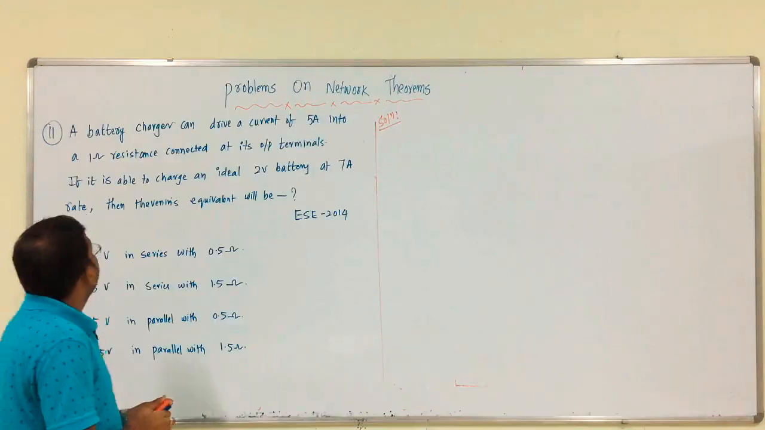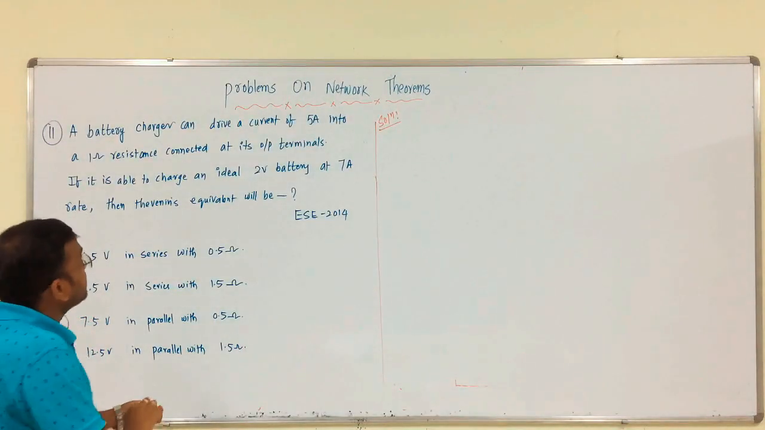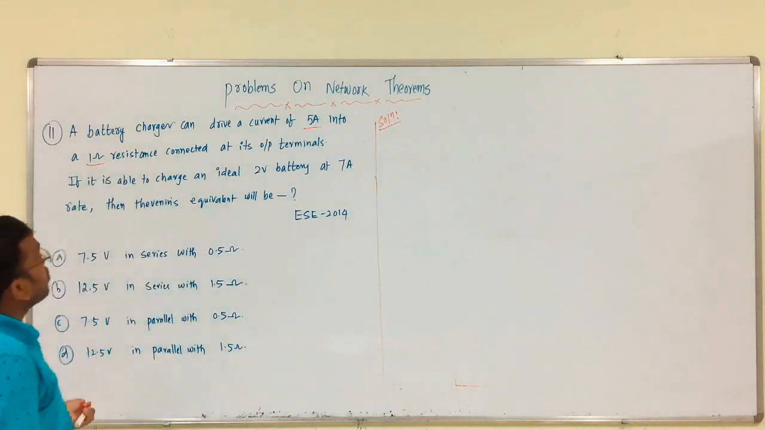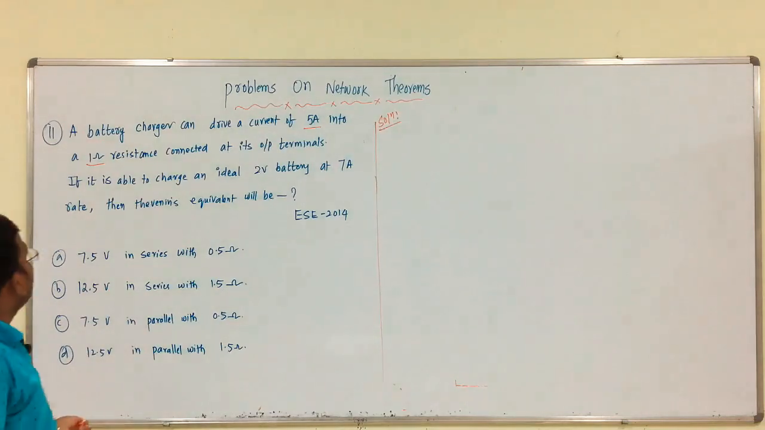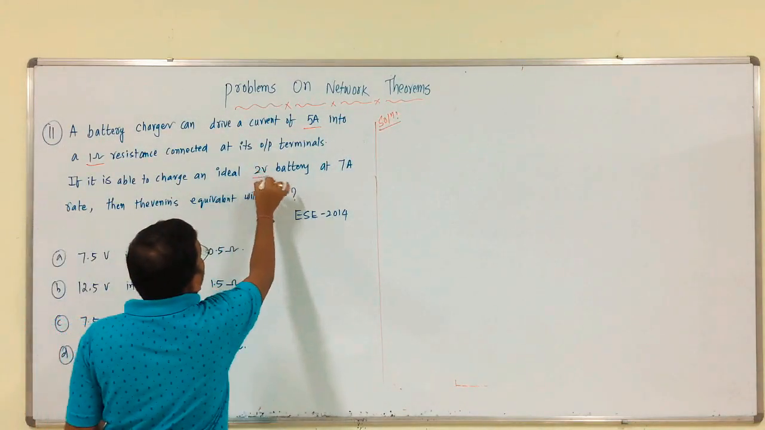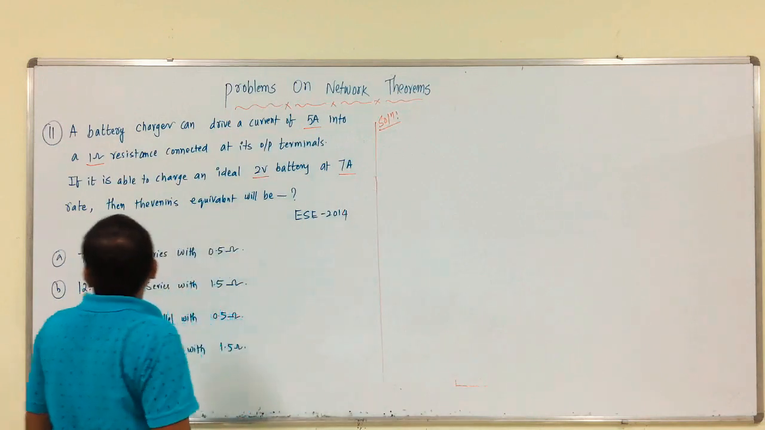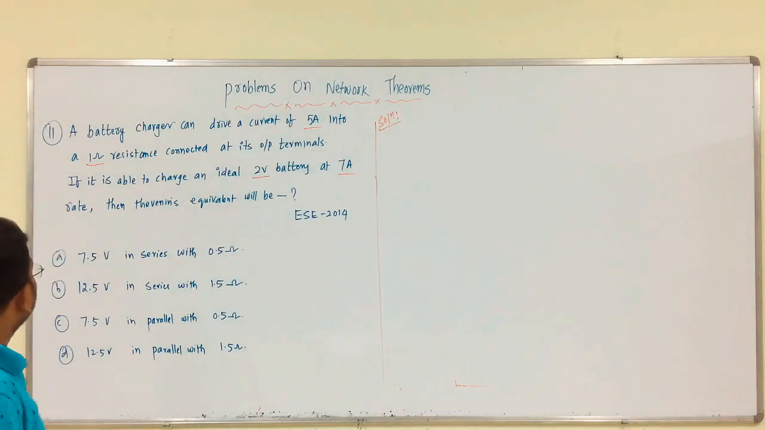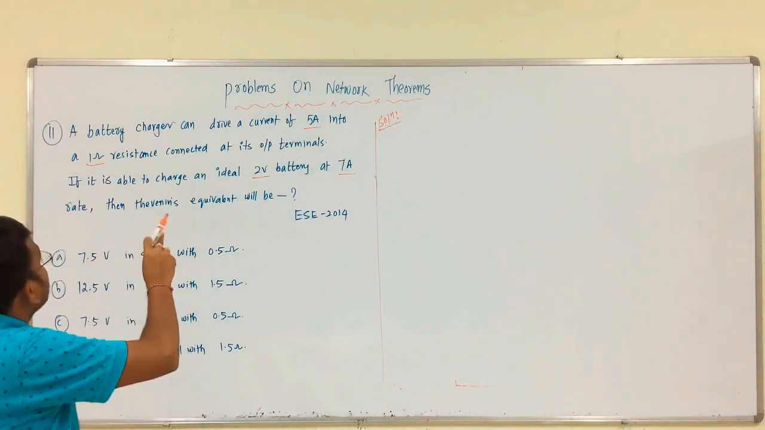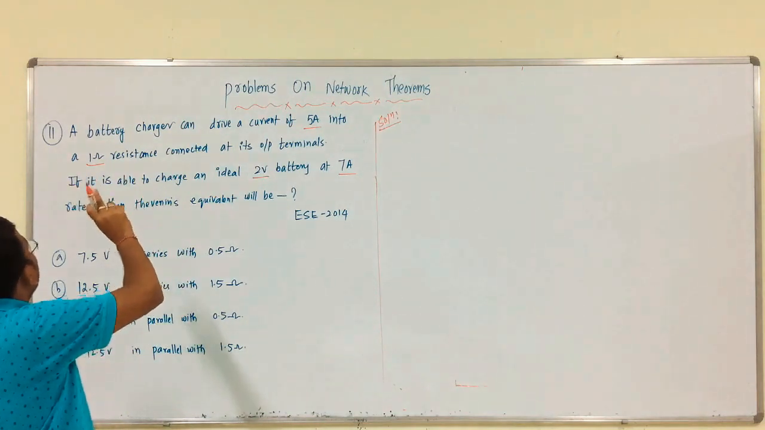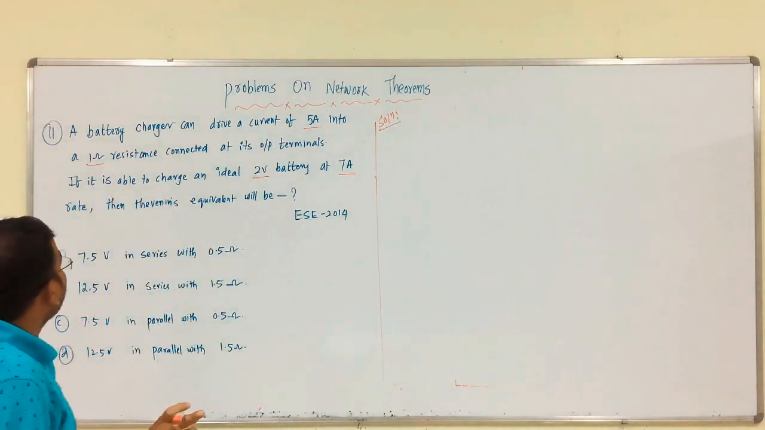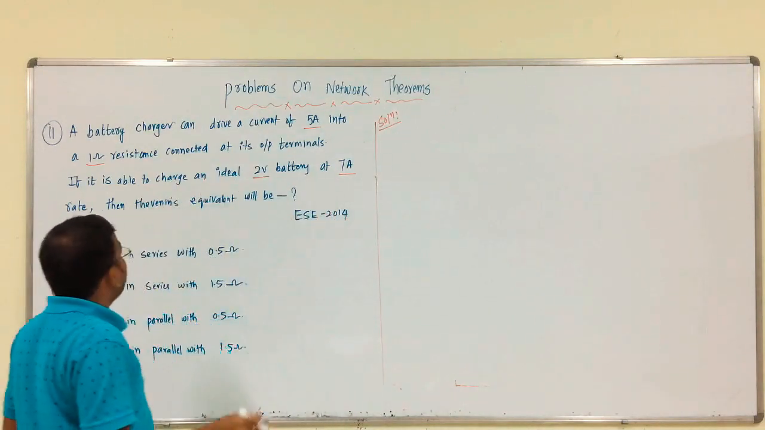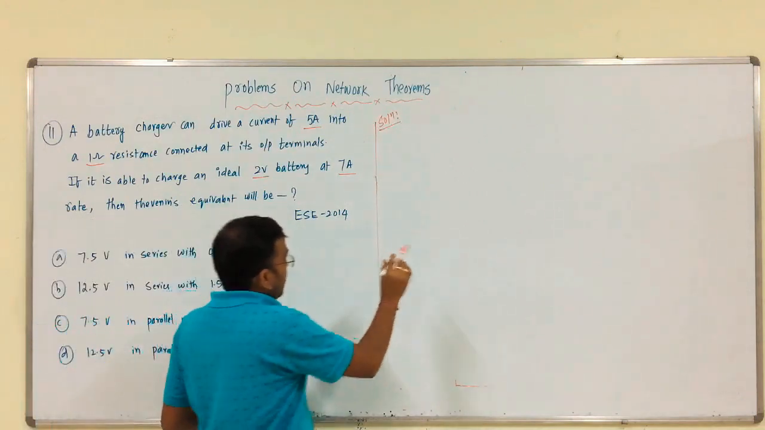A battery charger can drive a current of 5 amperes into a 1 ohm resistance connected at its output terminals. If it is able to charge an ideal 2 volts battery at 7 amp rate, then we have to get the Thevenin's equivalent. So, we have two cases here. A battery charger can drive a current of 5 amperes into a 1 ohm resistance, that is case 1. Case 2 is if it is able to charge an ideal 2 volts battery at 7 amperes rate, then Thevenin's equivalent will be. So, case 1.